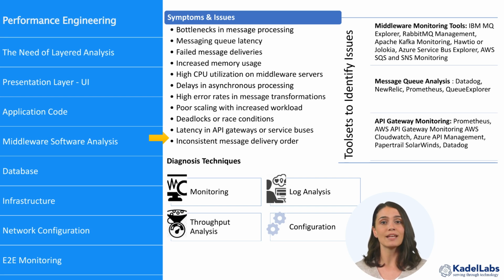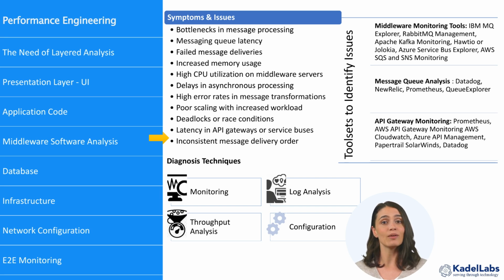Latency in API gateways or service buses can slow down the entire application, while inconsistent message delivery order can lead to data processing errors and inconsistencies. To accurately diagnose these issues, we rely on a combination of monitoring, log analysis, and resource tracking. Real-time monitoring tools such as IBM MQ Explorer, RabbitMQ Management, and Apache Kafka Monitoring allow us to keep a close watch on message queues and processing rates, helping us identify bottlenecks as they occur.